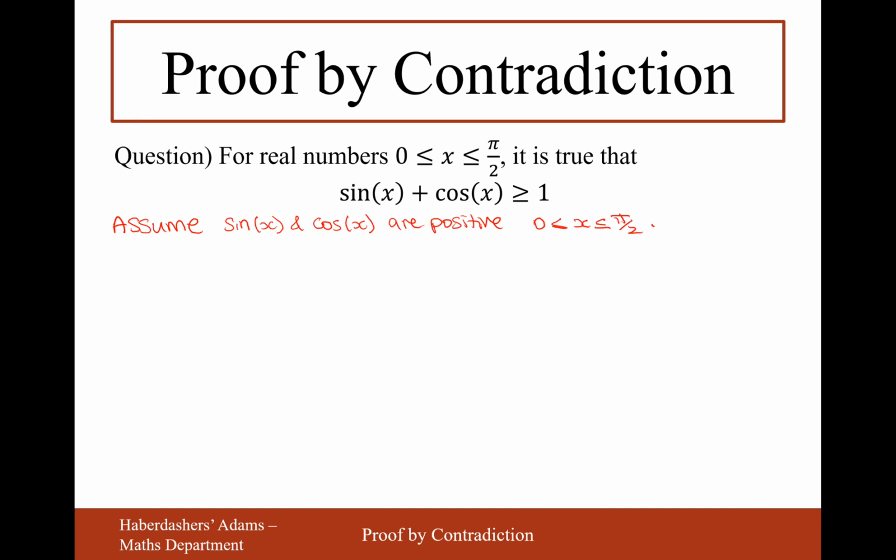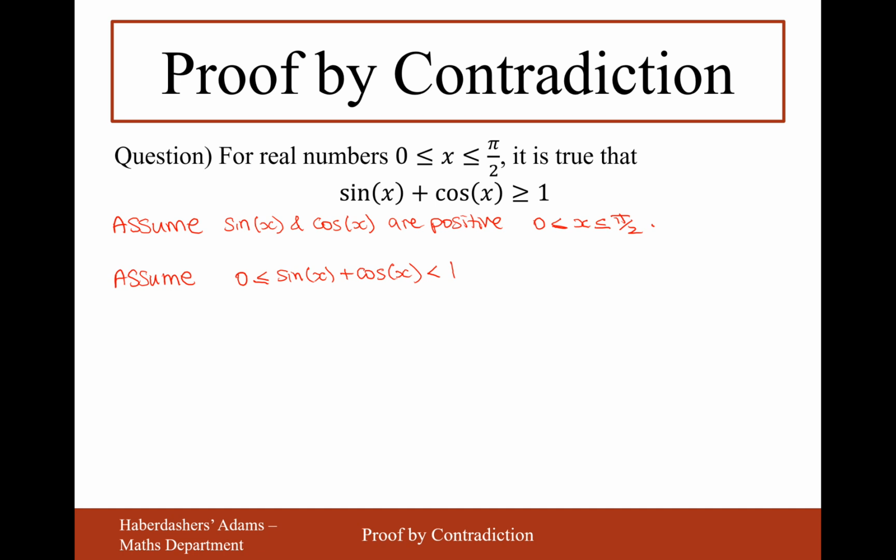Okay, so if it's positive, then we know this is factually correct. When you add two things that are positive, it's never going to go below 0. So in our assumption, the only thing that I'm going to say is that sin x plus cos x could be in between 0 to 1.